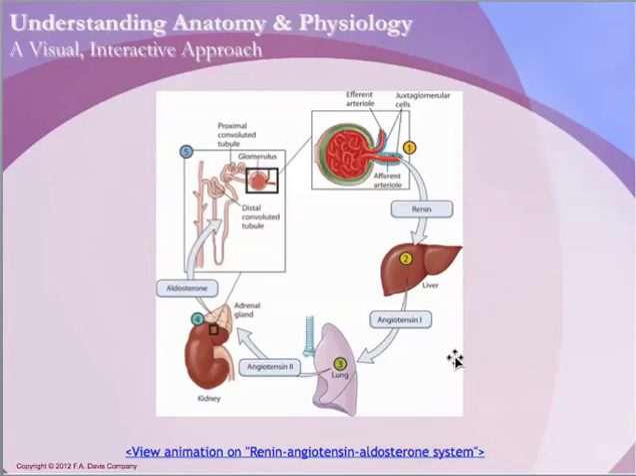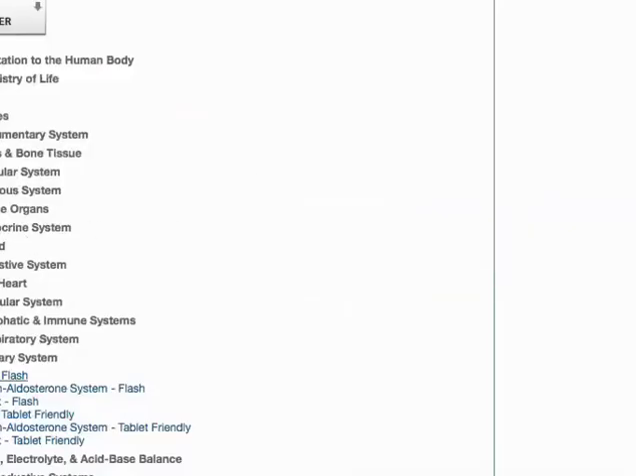Hopefully we remember what aldosterone does. It causes the distal tubules to retain sodium, which leads to an increased retention of water. Remember, it directly affects sodium, but water follows sodium. So therefore, we retain water, our blood volume increases, which causes our blood pressure to increase. So let's watch.